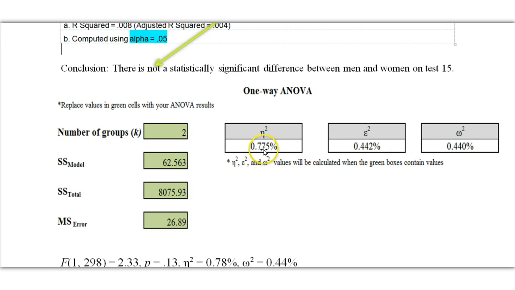And when you do that, you will get the percentage. In other words, I've already moved over the decimal for you 2 places. So you get the percentage for the eta squared and also for the epsilon and omega squared.